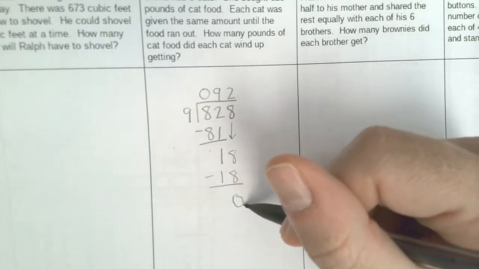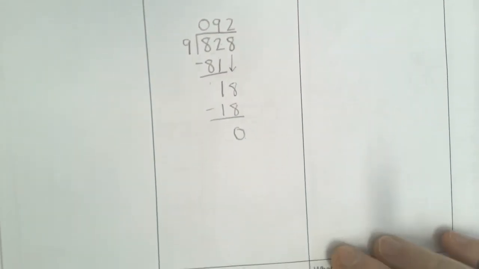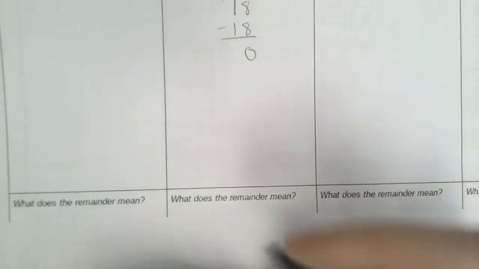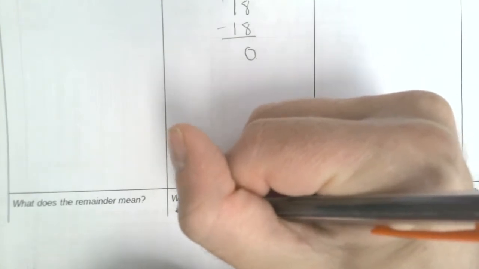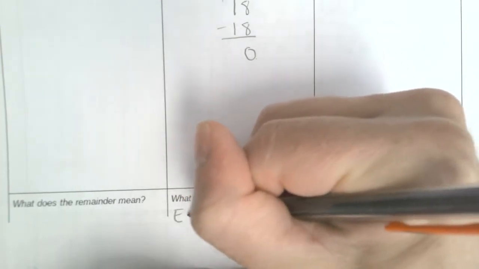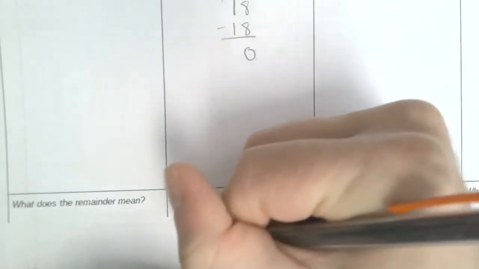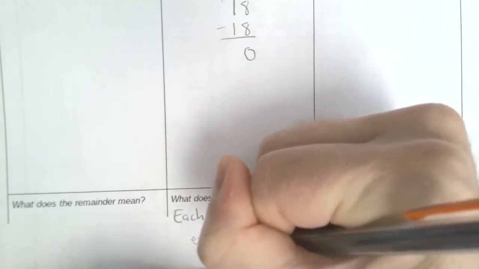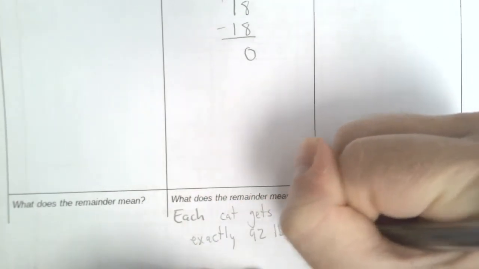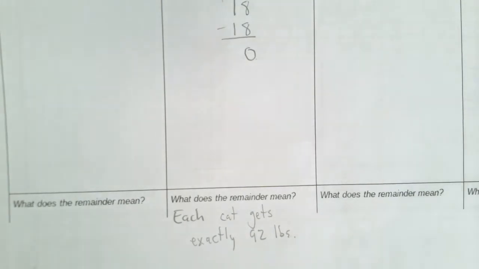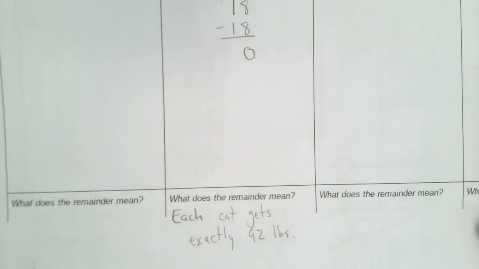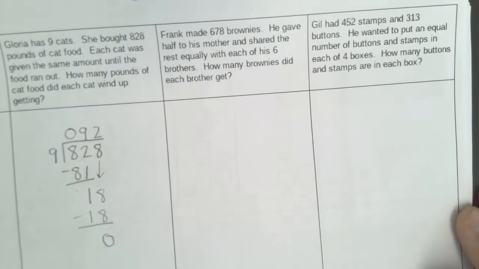There's no remainder. So at the bottom, it says, what does the remainder mean? Well, because it's a remainder of 0, there's nothing left over. We would know each cat gets exactly 92 pounds. It's not like they have to split up half a pound into 9 smaller pieces. No, there's nothing left. So each cat gets exactly that amount of food. 92 pounds. It's quite a feast. All right.